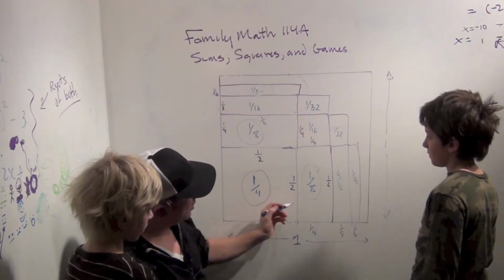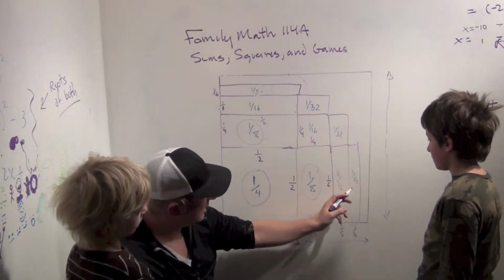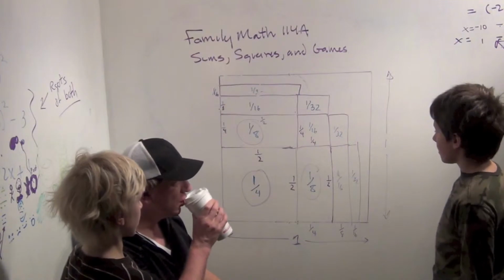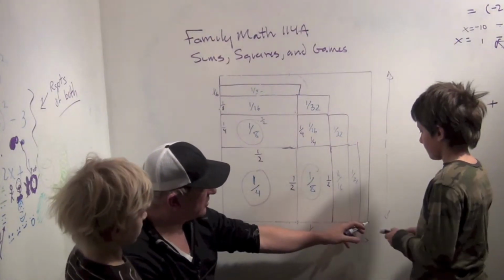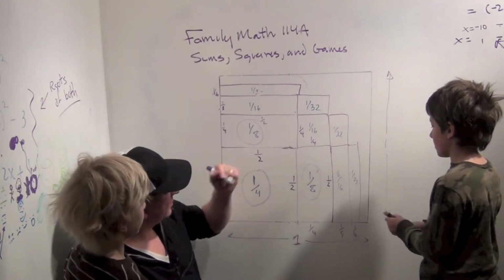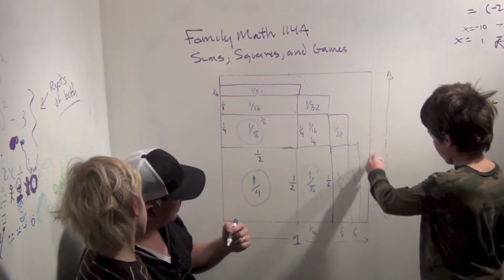And as we continue this process, how far are we going to get over here? Are we ever going to get past the end of the square? No, we can't, because we keep getting smaller and smaller. We keep going halfway towards the edge. So this one, there's going to be a 32nd, a 64th, all the way up.